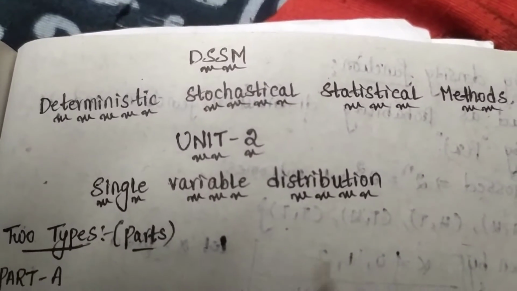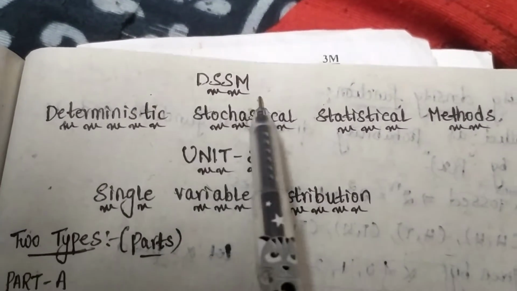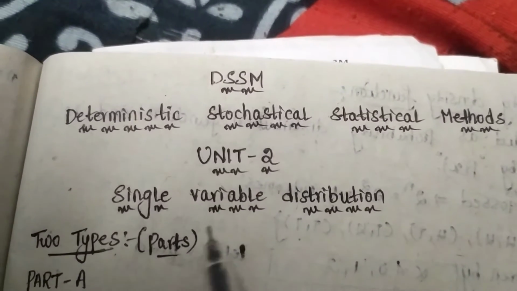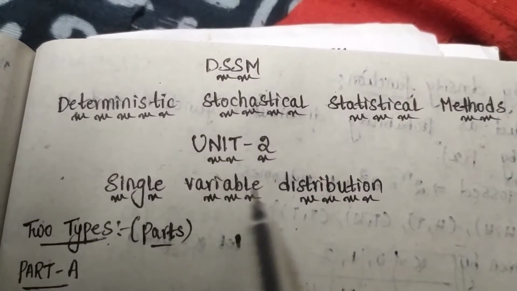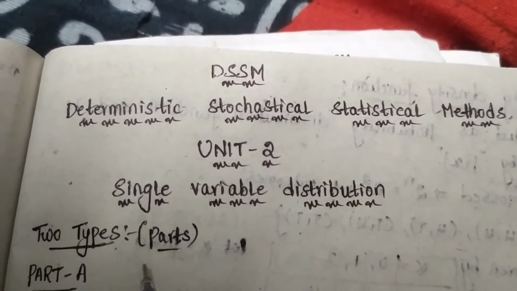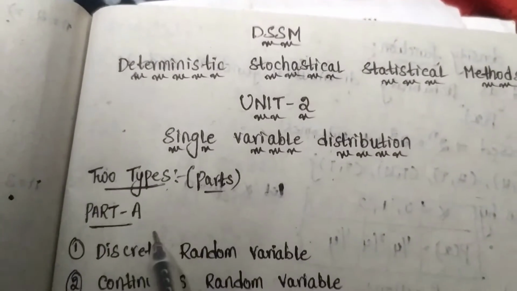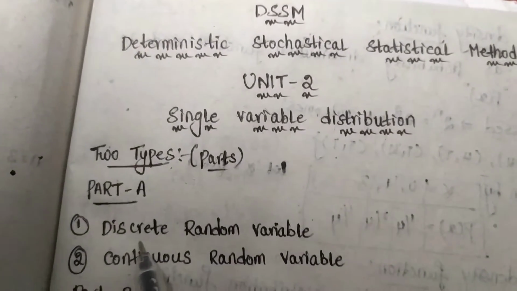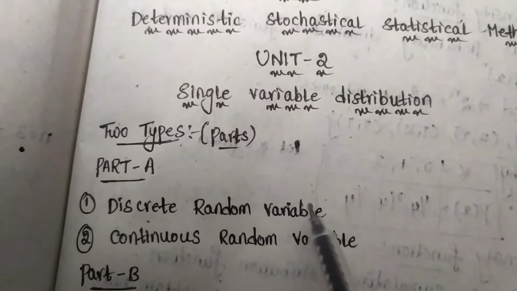Today we will discuss Unit 2 of the DSSM subject. Unit 2 is single variable distribution. In single variable distribution there are two parts. The first part is Part A, in which the important concepts are discrete random variable, and second, continuous random variable.